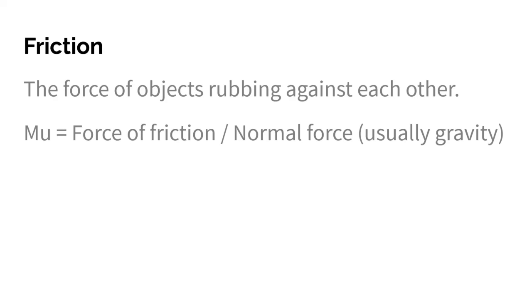Now, of course, mu, your friction coefficient, is the force of friction divided by normal force, which is usually gravity. So, for example, something like sandpaper would have a high friction. Something like an oiled up man would have a low friction. So, of course, when you increase your friction or gravity or something, you don't actually increase your coefficient of friction, because it will also raise the other thing at the same rate.